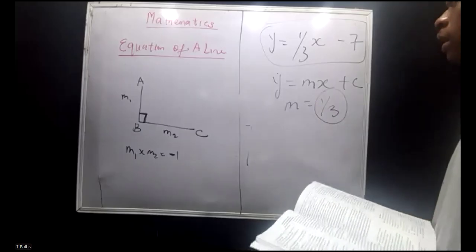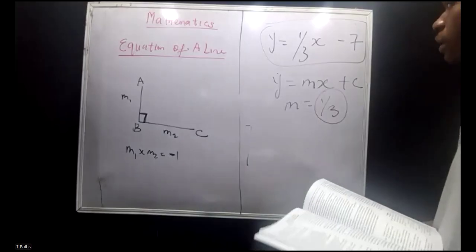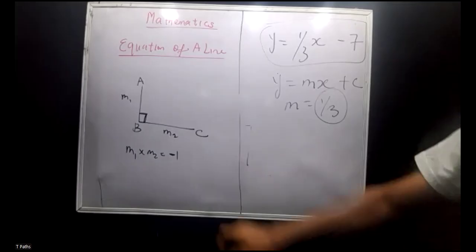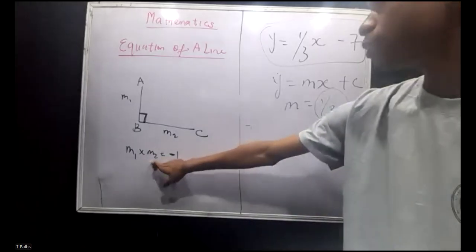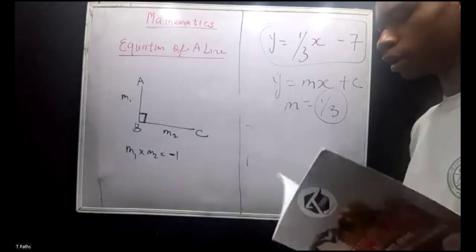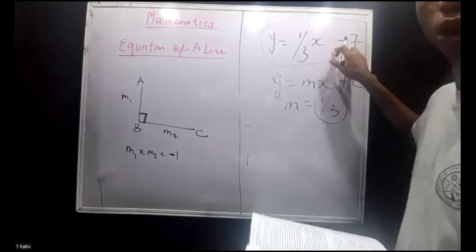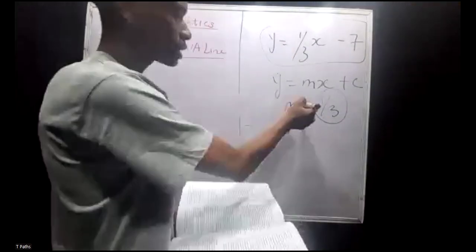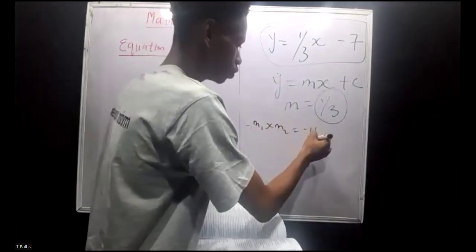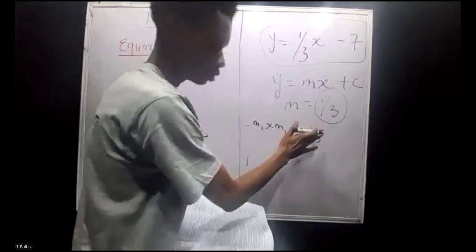Now, to find the slope of the line that is perpendicular to this particular line, I need to use this formula: m1 times m2 is equal to -1. m2 is the slope of the line that is perpendicular to this equation. This here is my m1. So m1 times m2 is equal to -1.